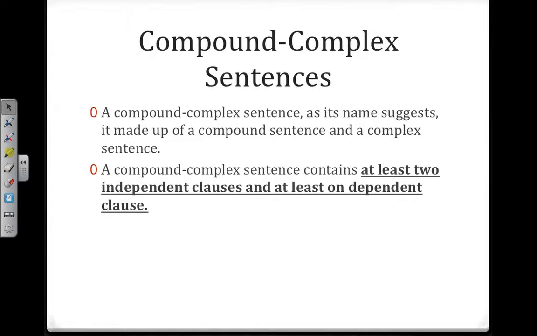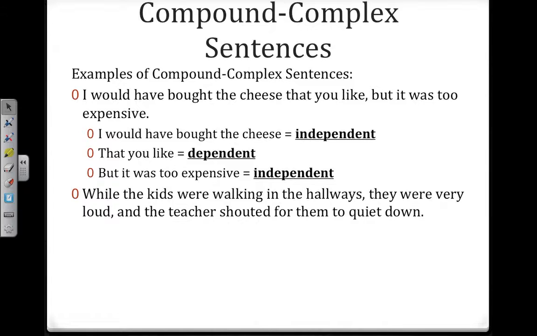It therefore must include at least two independent clauses and at least one dependent clause. This is what they end up looking like. I would have bought the cheese that you like, but it was too expensive. So we have I would have bought the cheese, which is an independent clause.